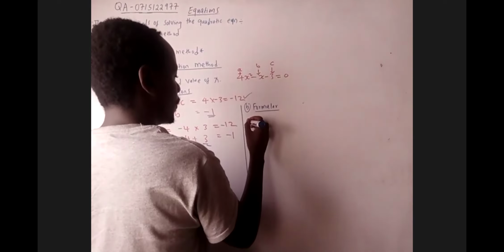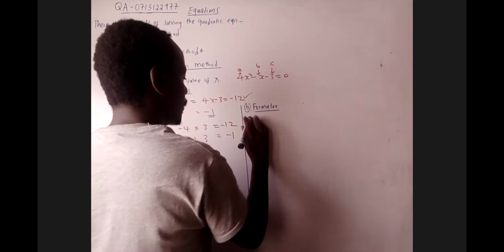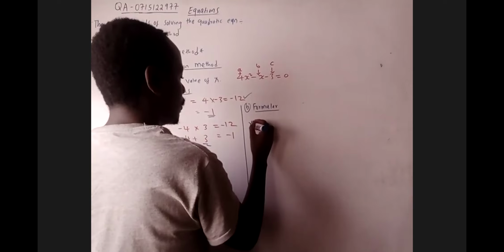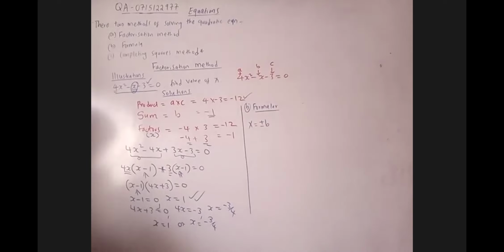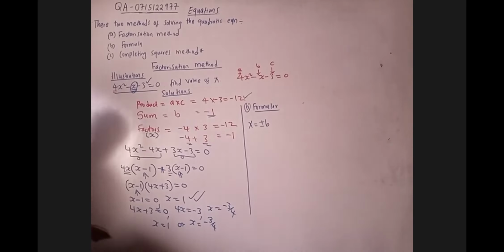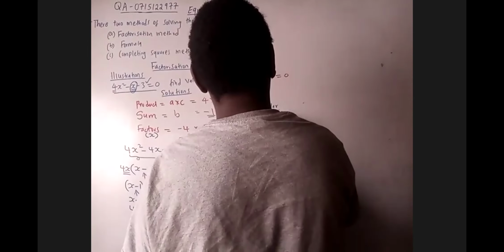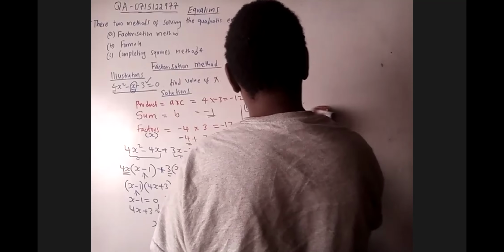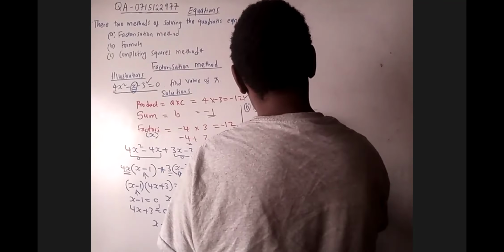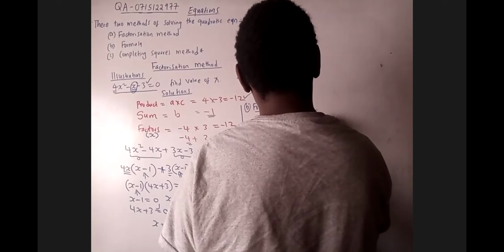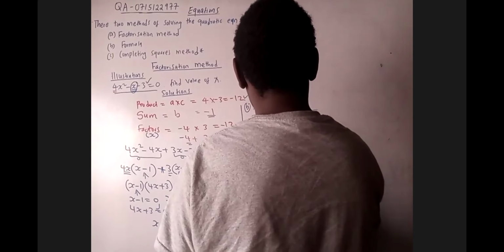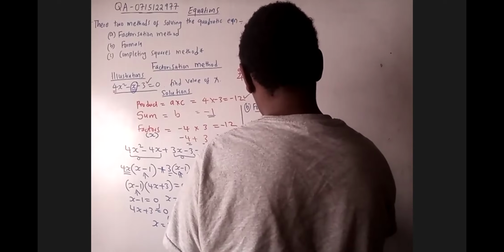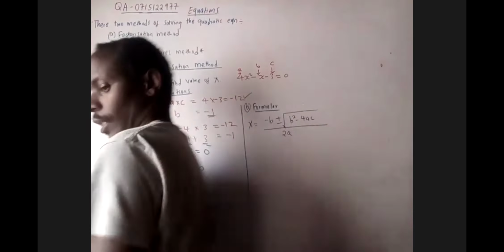Now the formula, x will be equal to, let me write it down, minus b, and then plus or minus the square root of b squared minus 4ac. Then everything will divide by 2a. So that is the formula.